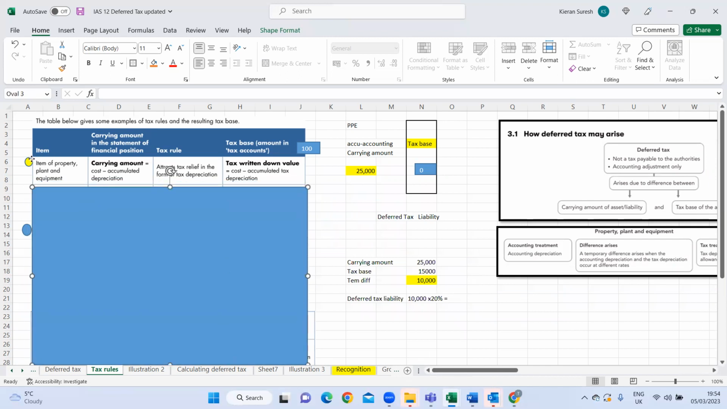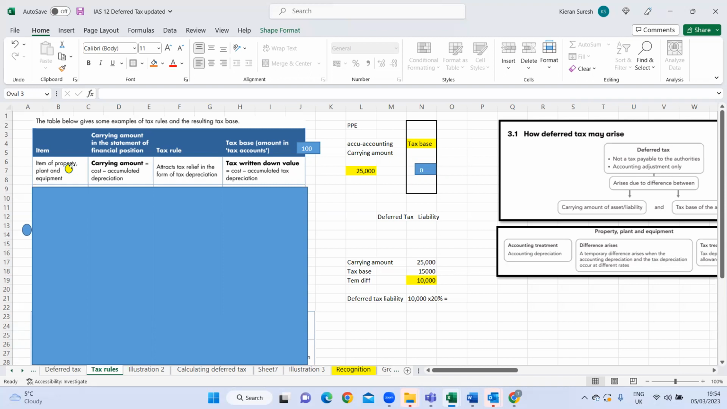So if you take property, plant, and equipment, how we record it on our books as an accountant is at carrying value, right? How do we get that carrying value? Cost minus accumulated depreciation, that is the carrying value. That's on our books.